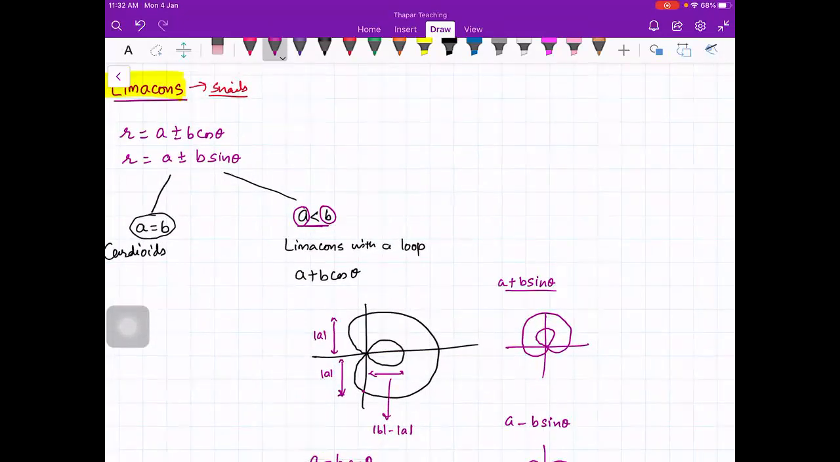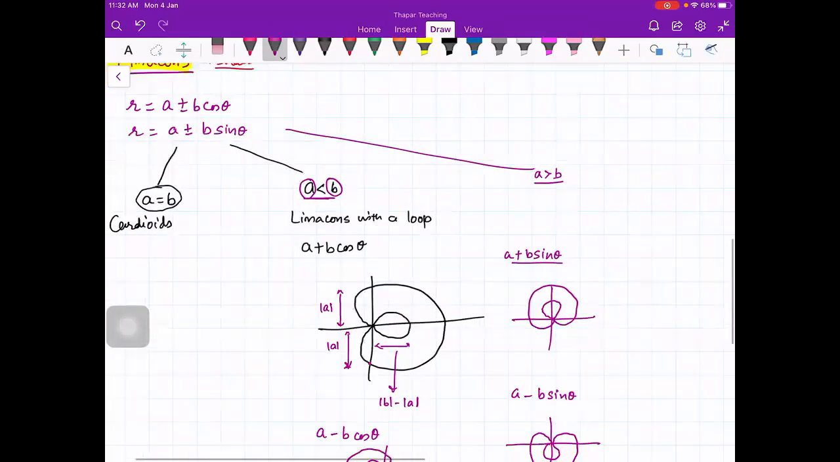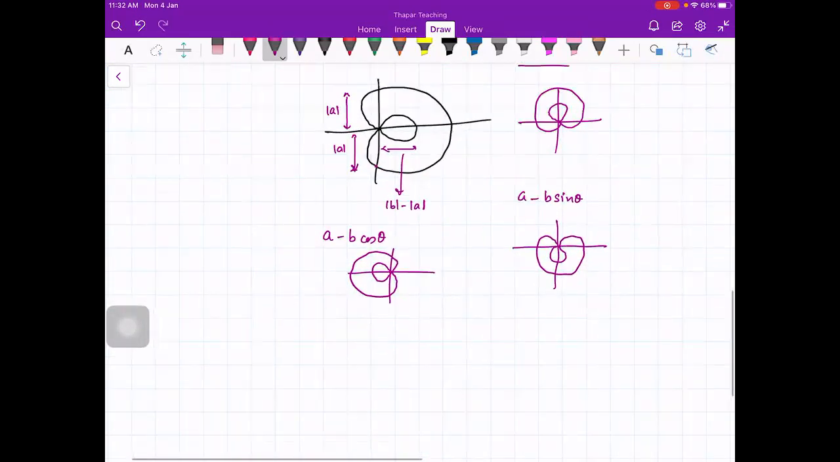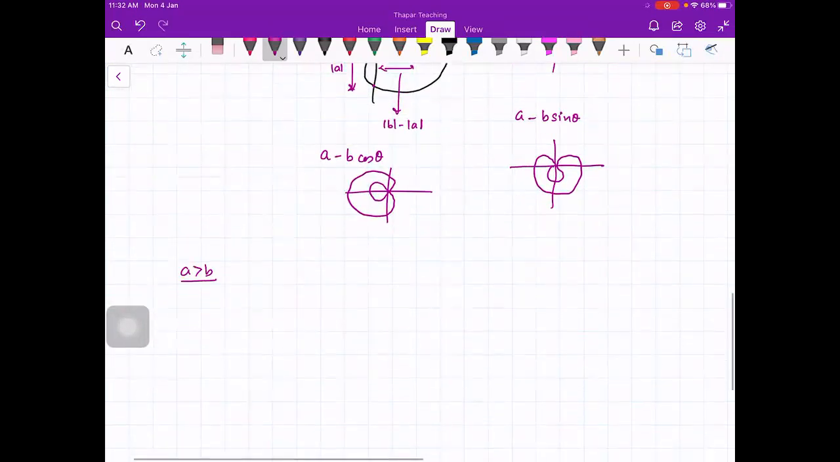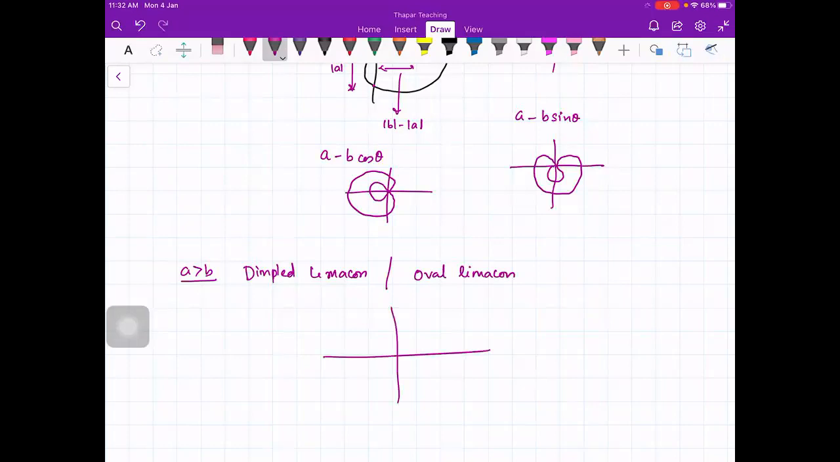And when a is greater than b, okay, I'll just plot when a is greater than b. I will plot here. When a is greater than b, you will get something like this. This is called dimpled limason or oval limason. It is something like this. If you plot it, you'll get something like this.